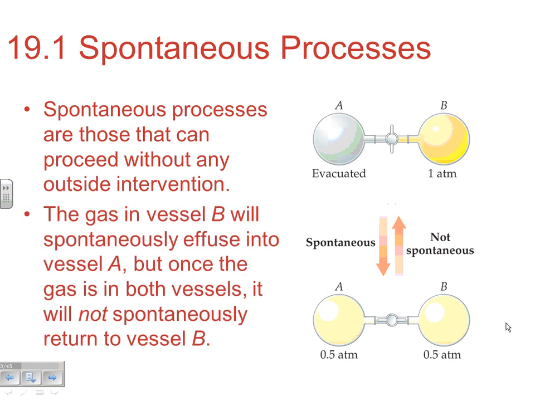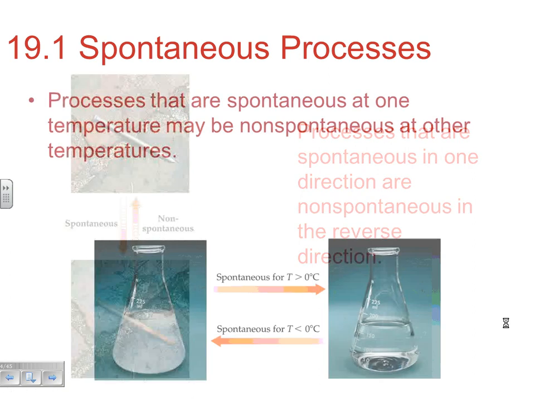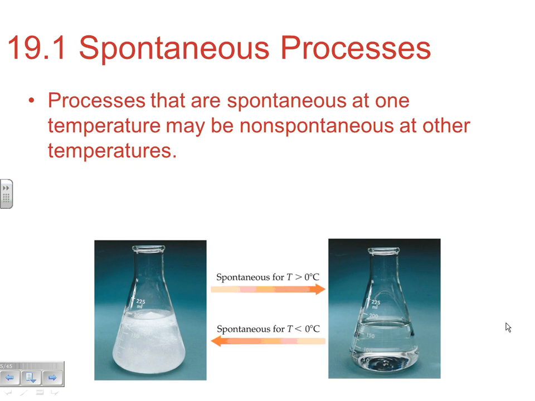The gas in vessel B will spontaneously effuse into vessel A. So once we open up the valve, it will spontaneously effuse, but once the gas is in both vessels, it will not spontaneously return back to vessel B. So it's spontaneous in one direction, but not spontaneous in the other. Processes that are spontaneous in one direction are never spontaneous in the reverse, so they are always non-spontaneous in the reverse direction. Processes that are spontaneous at one temperature may be non-spontaneous at other temperatures.